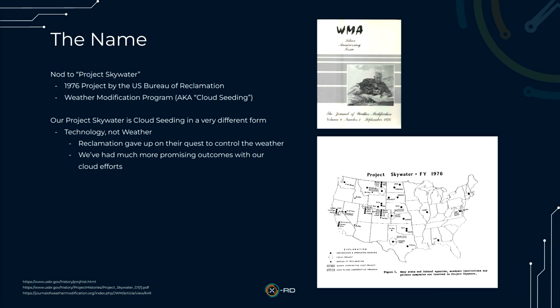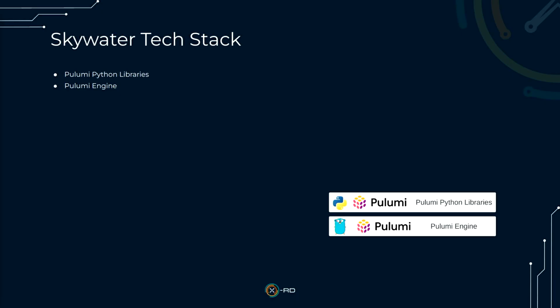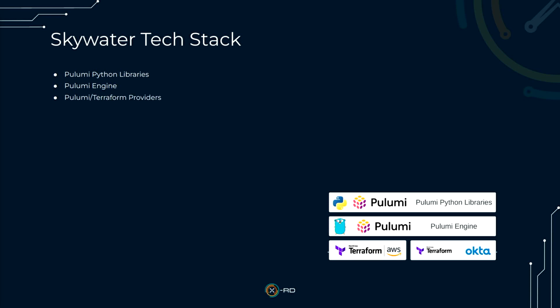The name Project Skywater is a nod to a weather modification program by the US Bureau of Reclamation in the 1970s, and they were performing cloud seeding to control the weather. Unlike Reclamation, though, and their rain clouds, we've had much more success with the digital cloud. All right, let's walk through the tech stack and talk about the moving parts. First up, we're building Skywater around the Pulumi library. So we need the Pulumi engine, which is a Golang binary, taking care of the scheduling problems and deploying resources. We then also have the Pulumi Python library, which we use in our code, and they have the class definitions that we instantiate to represent a resource type in AWS. Of course, it's never quite that simple.